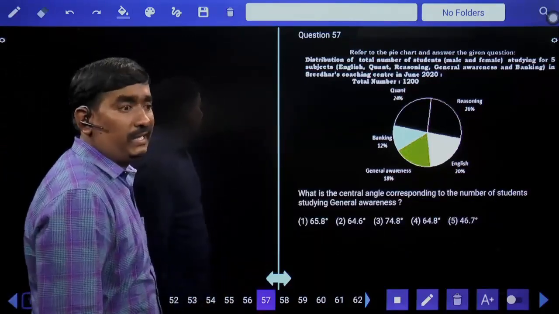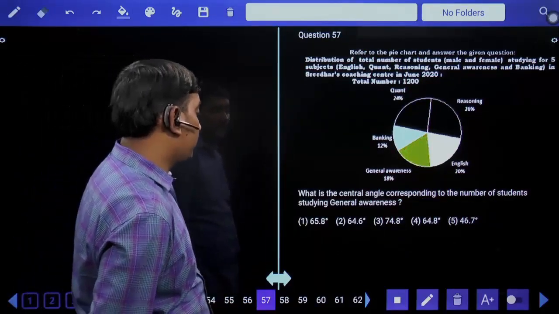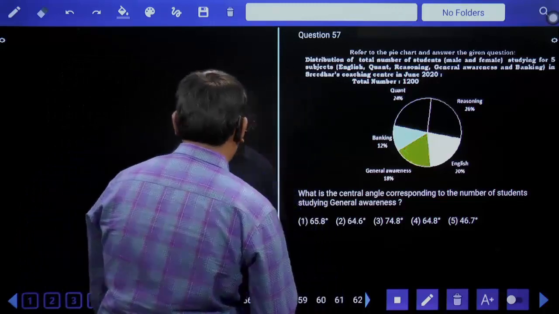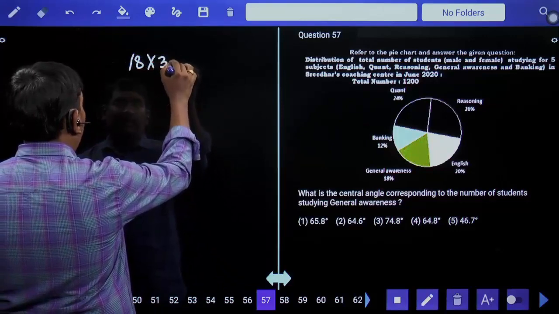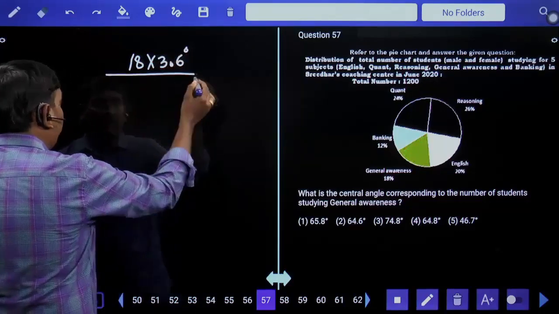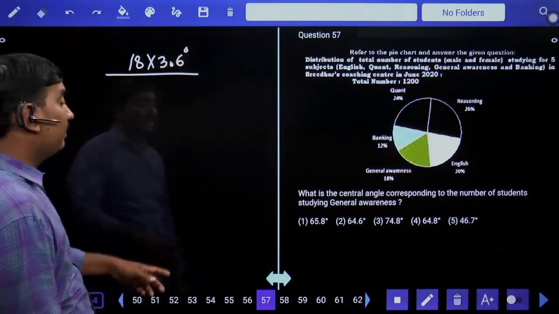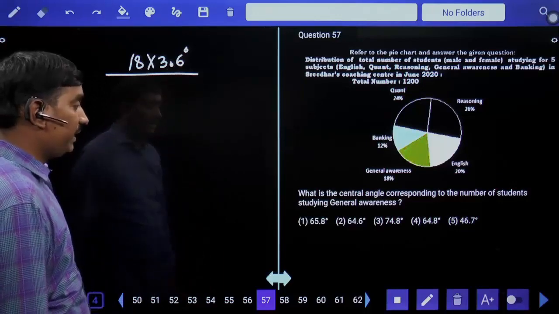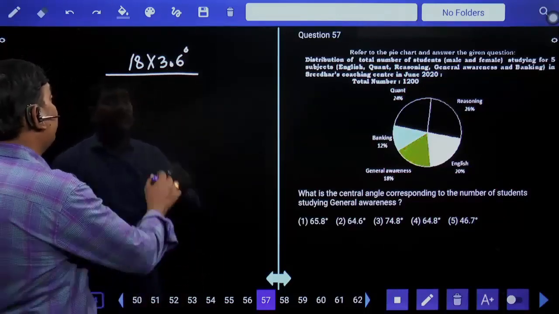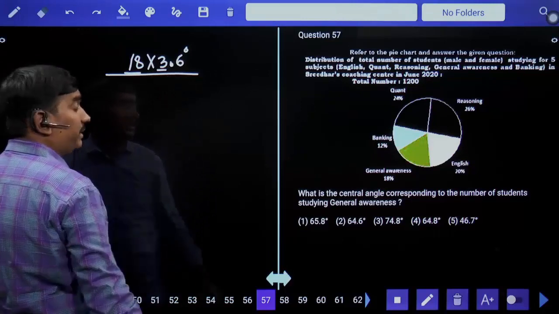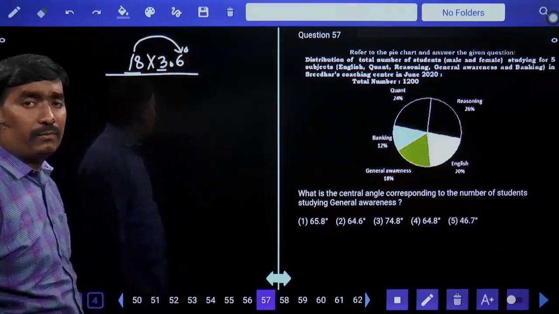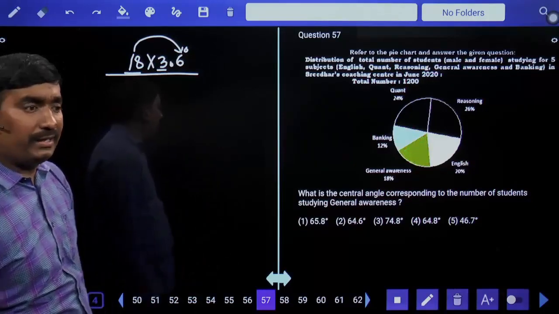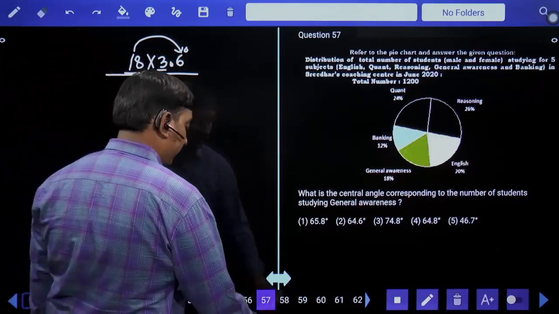What is the central angle corresponding to the number of students studying general awareness? General awareness is 18%. As 1% value 3.6 degree, then 18% means 18 into 3.6. 8 6s are 48. Answer ends with 8. So many options. 18 3s are 54 degrees. 18 .6 times is 10.8. 54 plus 10.8, 64.8 degrees.